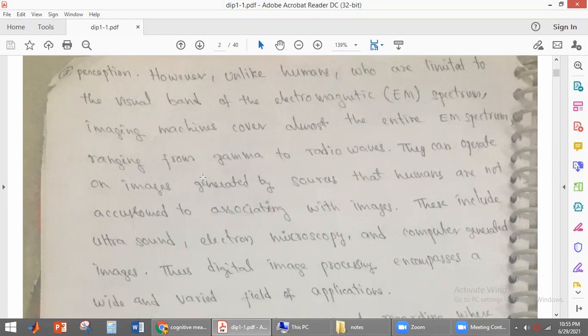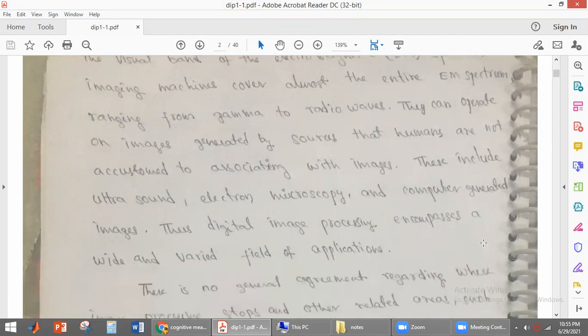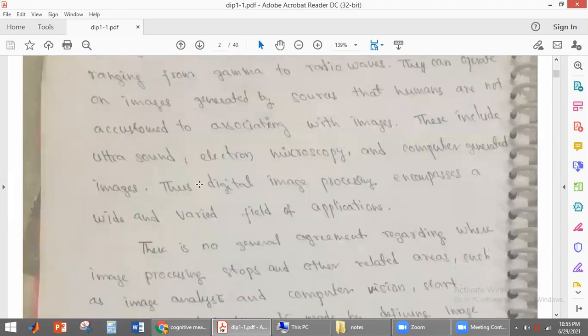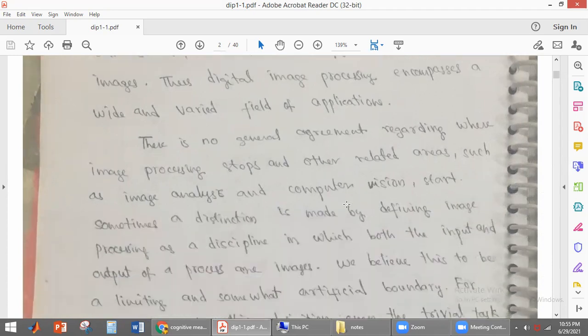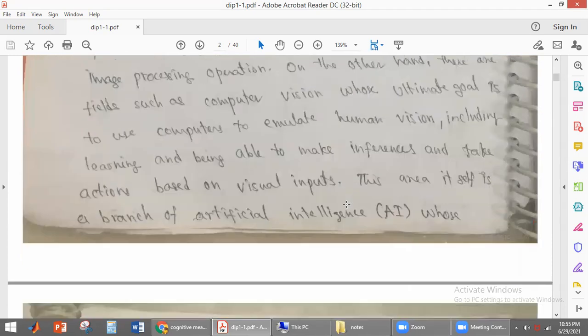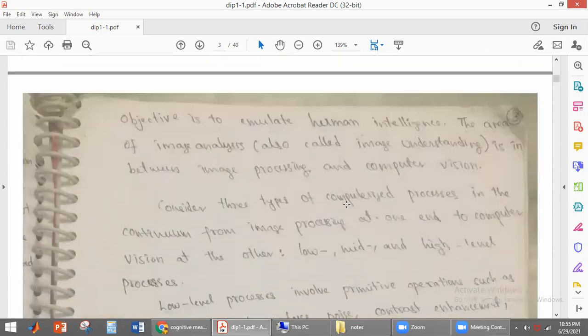This includes what? Ultrasound, electron microscopy, computer generated images. Humans are not accustomed to these types of images, whereas image processing will be able to deal with them. Okay, so digital image processing encompasses a wide and varied field of applications. That is why digital image processing has a varied field of applications. It has a large number of applications.